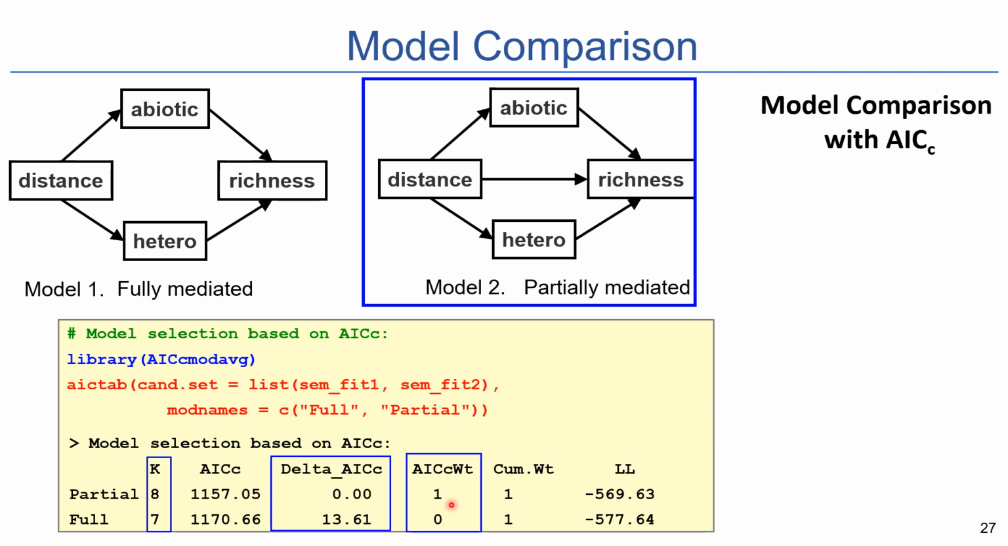These weights range from 0 to 1, and 1 means the highest model weight, and therefore the highest support for the model. Also, there are other things presented here, such as the cumulative weight and the raw log likelihood, but neither of these are important for our discussion here.